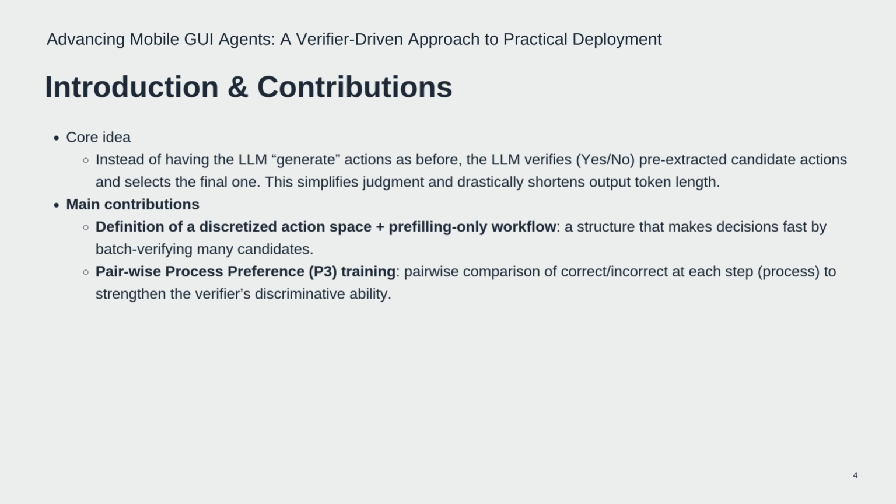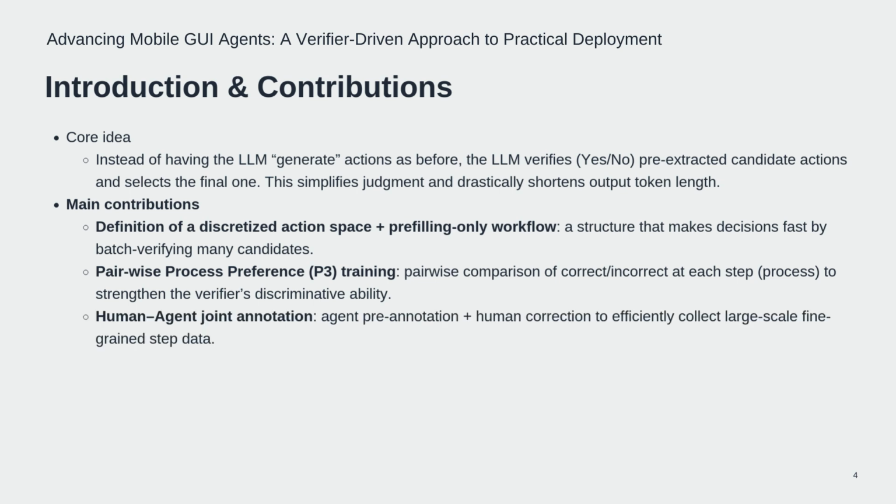Second, pairwise process preference, P3, training for the verifier. This is a specialized training strategy where we show the verifier model pairs of correct versus incorrect actions at each step. Each step in a task is a process, so it learns to distinguish the correct action more sharply. This pairwise contrastive training greatly strengthens the verifier's discriminative ability.